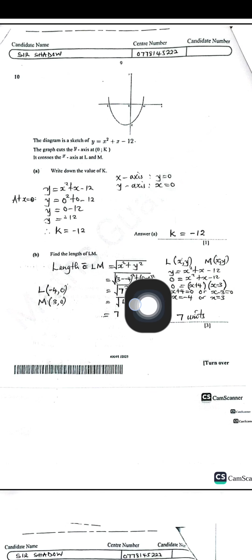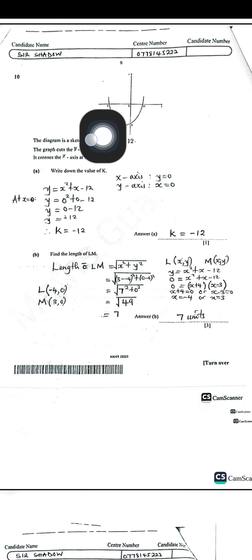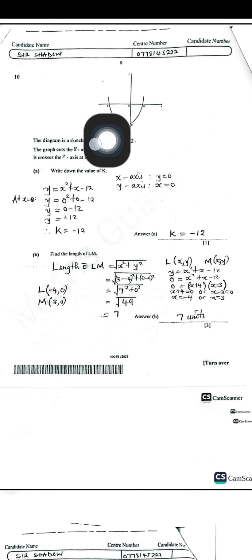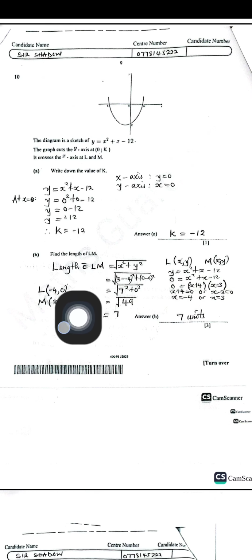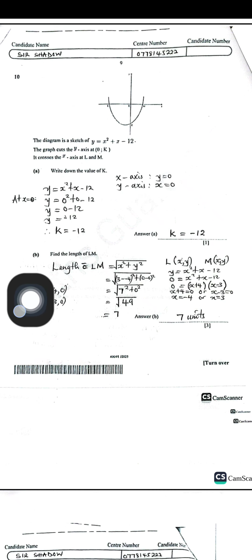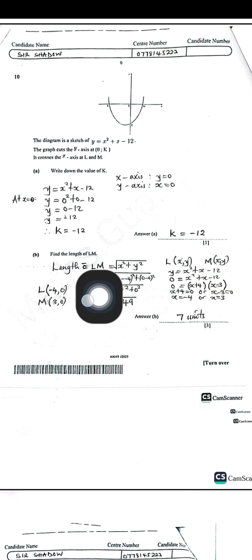Where x equals minus 4 is found on the negative side here, and on the positive side, x equals 3. So for L, x is minus 4, y is 0. Then for M, x is 3, y is 0. Here are the coordinates. Now finding the length of LM.